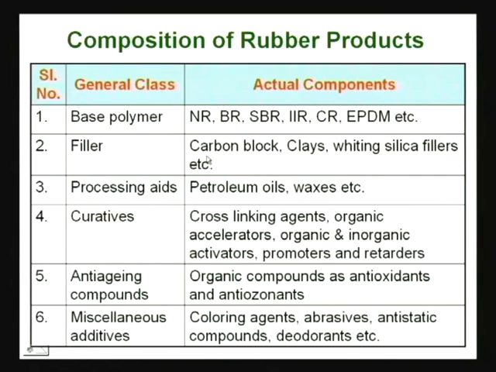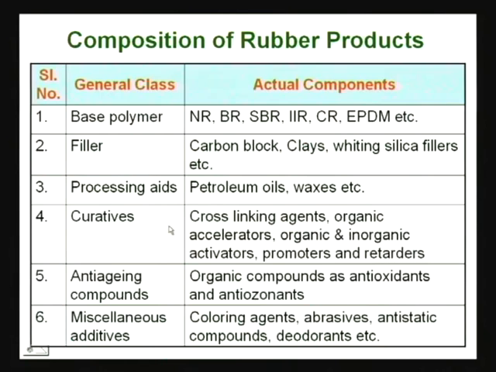Then processing agents, which increase the fluidity, reduce the viscosity, and help in processing, meaning incorporation and dispersion of the particulate additives in the rubber product. So, that helps in processing, a kind of lubricating effect. It lubricates these particles so that they can enter into the rubber molecules, the rubber matrix. So, it helps in dispersion.